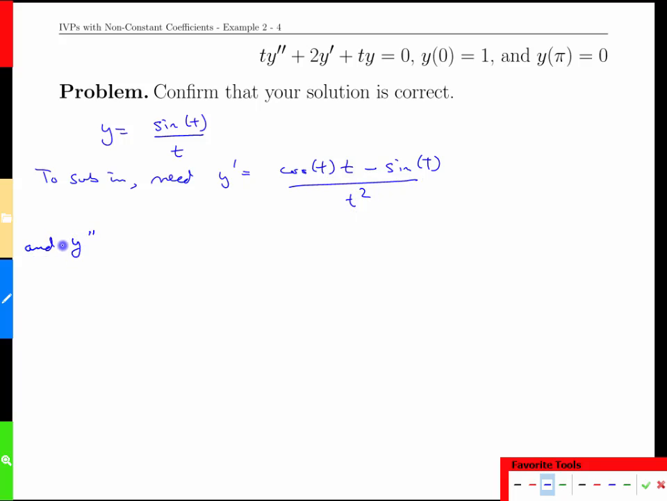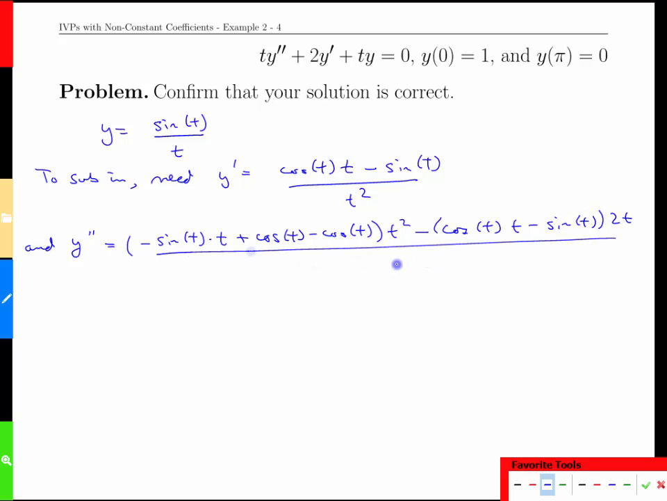And we're also going to need the second derivative, y double prime, and that will equal the derivative of the top, which is negative sine t times t plus cos t, and the derivative of the sine is negative cos t. That's the derivative of the top times the bottom, minus the top in brackets, all times the derivative of the bottom, all over the bottom squared, which would be t to the 4. We can immediately simplify the cos minus the cos.